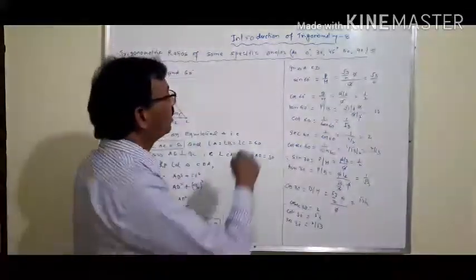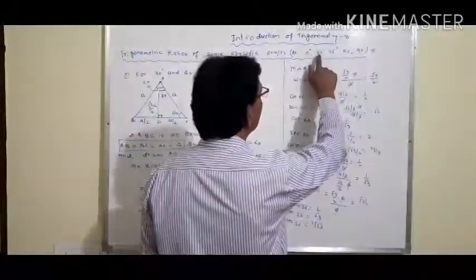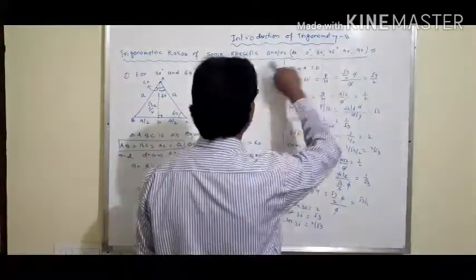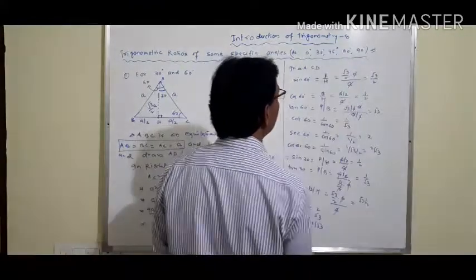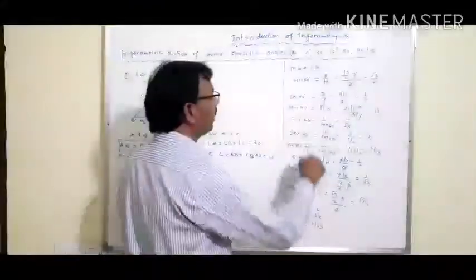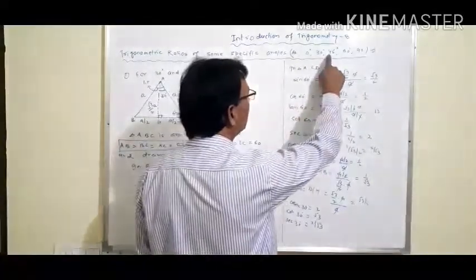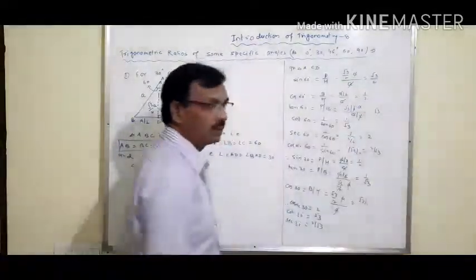Now we have found the trigonometric ratios of 30 degree and 60 degree. Now we will discuss 45 degree in the next video.